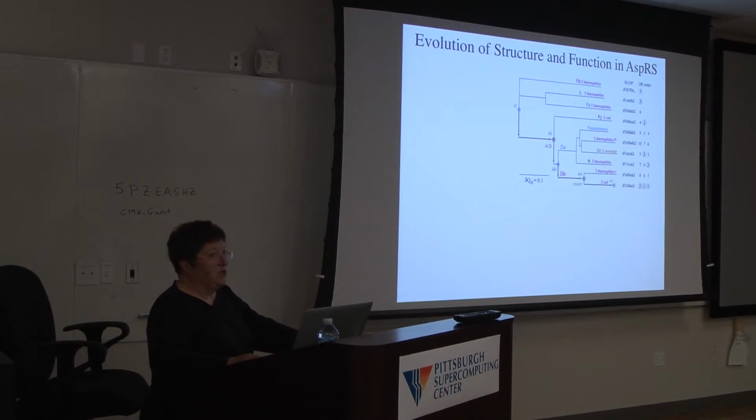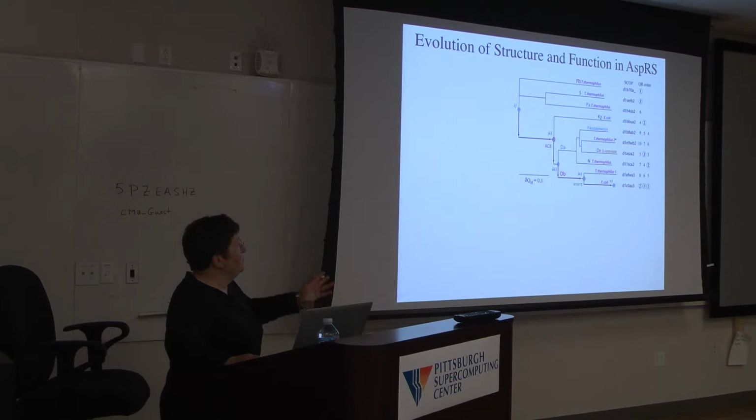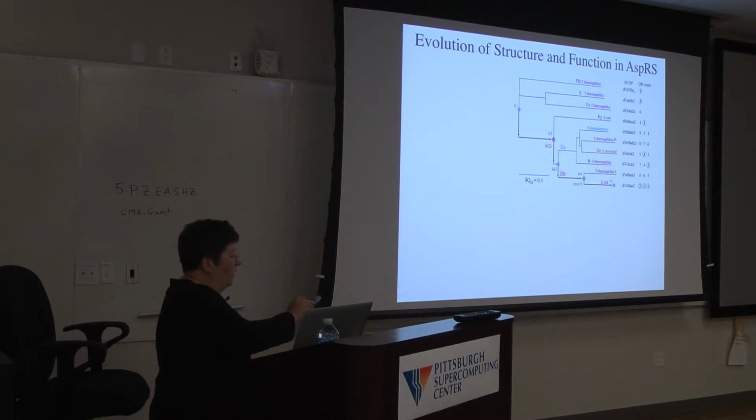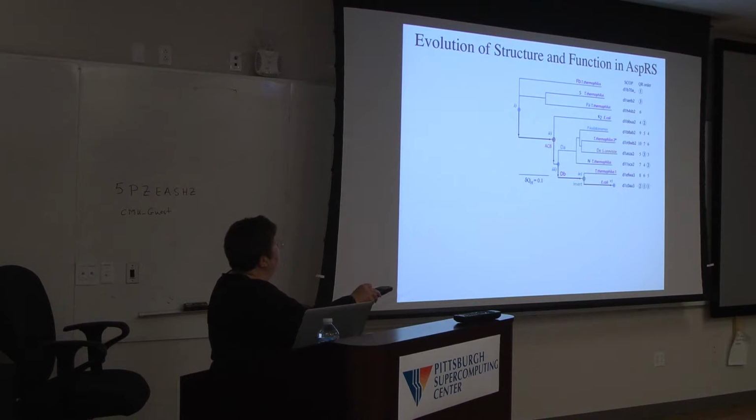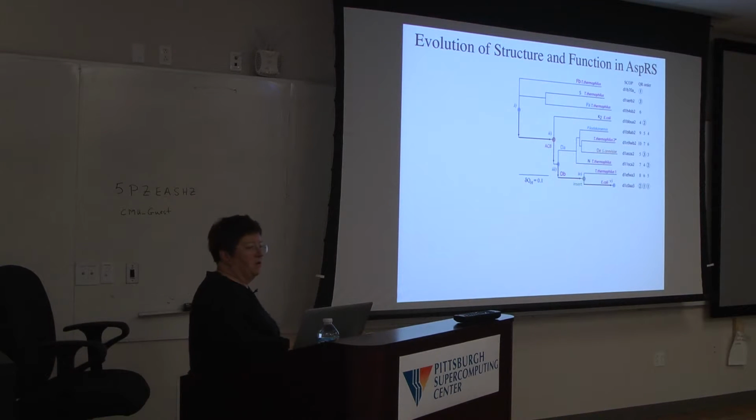Now let's summarize this part of the lecture and look at the evolution of structure and function of the synthetase that loads aspartic acid. We have our minimal tree here. Notice that we start off with the one for aspartic acid, but now we're getting into serine, proline, lysine. We're moving up the tree.